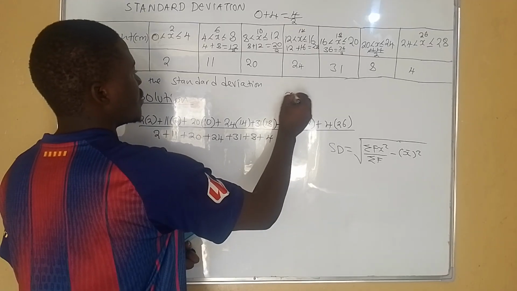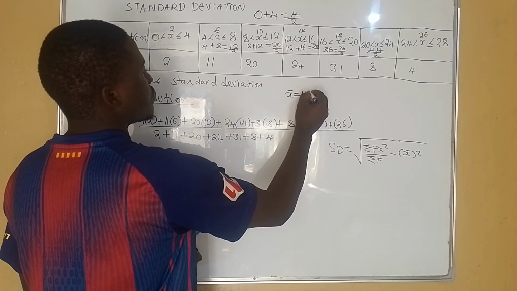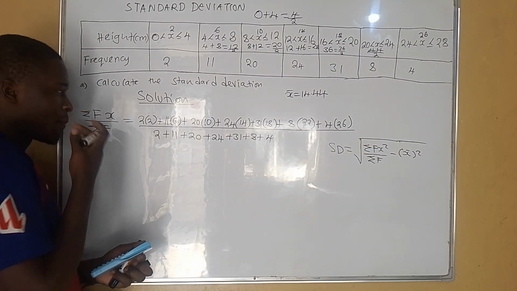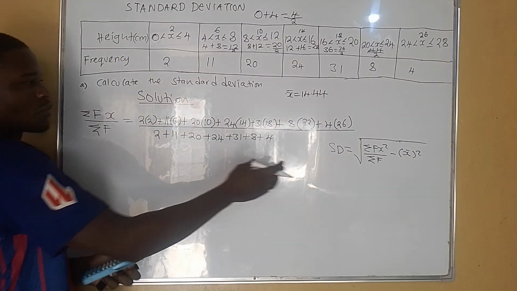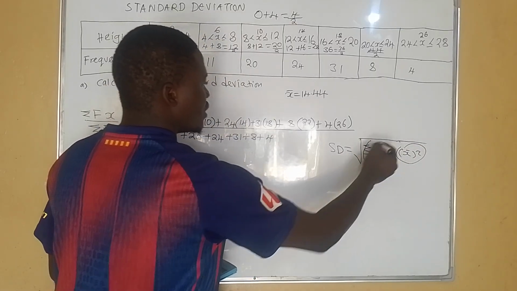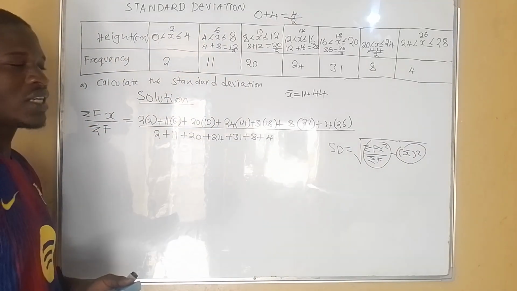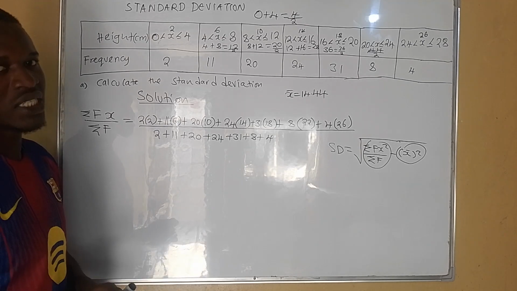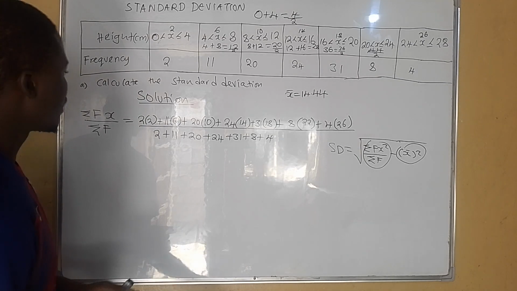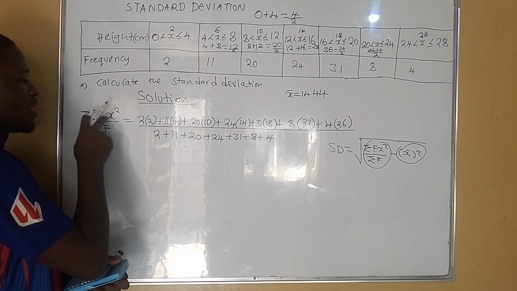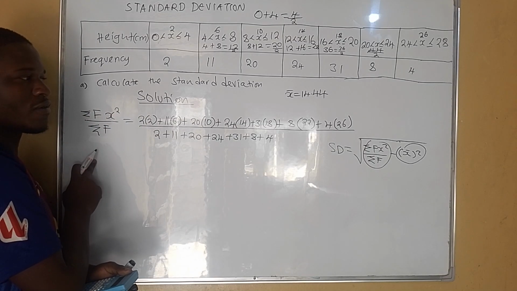Let me write it here. The mean is equal to 14.44. Okay, so now what we need to find, since we've already found this, is this. You find the unknown values in the formula before you start solving, isn't it? So the unknown value that is remaining is this, the sum of f of x squared over the sum of f, right?